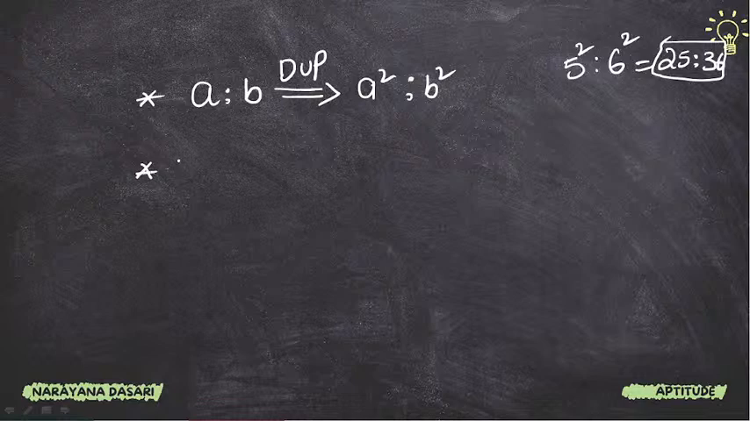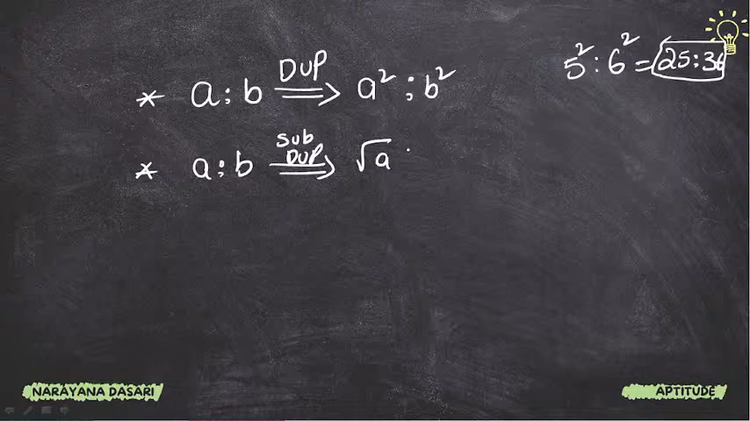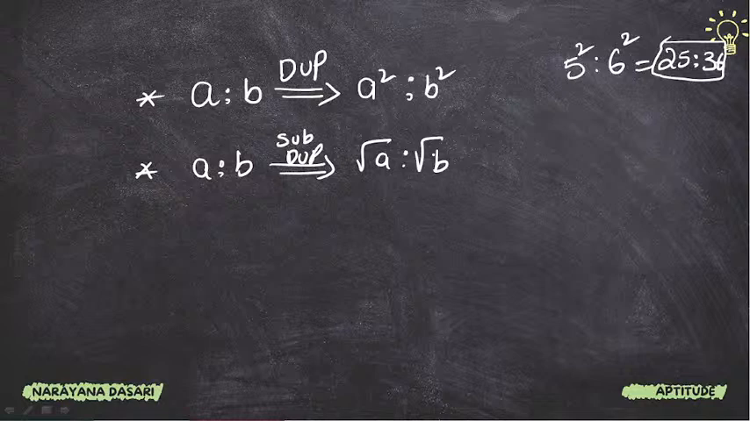Right. Next point, A is to B sub-duplicate ratio. Sub-duplicate ratio is root of A is to root of B. A is to B sub-duplicate ratio is root of A is to root of B. For example, 7 is to 8.